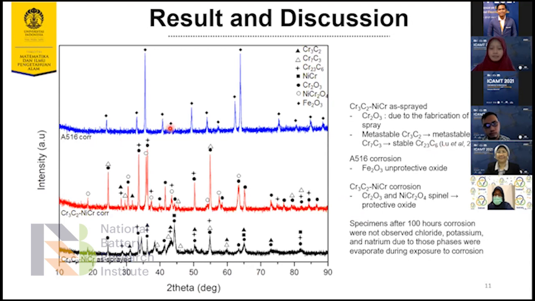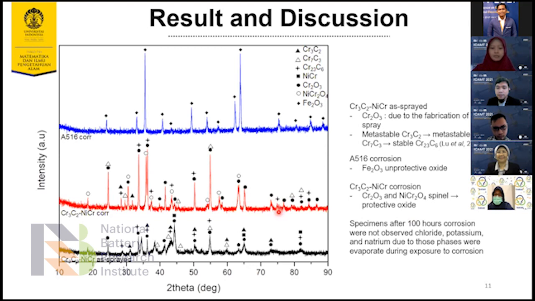And for the uncoated specimen after corrosion for 1 hour, they observed ferrum oxide, which is an unprotective oxide. So the last is the chromium carbide nickel chromium coated specimen after 1 hour corrosion. It was observed chromium oxide and nickel chromium oxygen spinel. Chromium oxide and nickel chromium oxygen spinel are protective oxides, and from here it still detected the 3 kinds of chromium carbide.